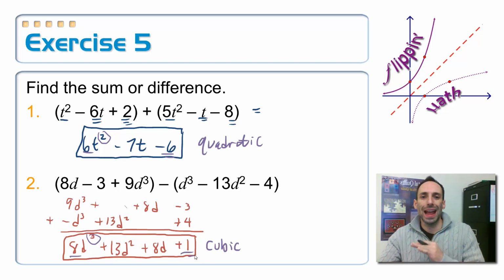Okay, so that's it on adding and subtracting polynomials. The next one will be about multiplying.